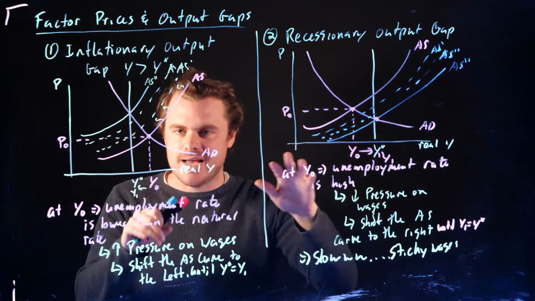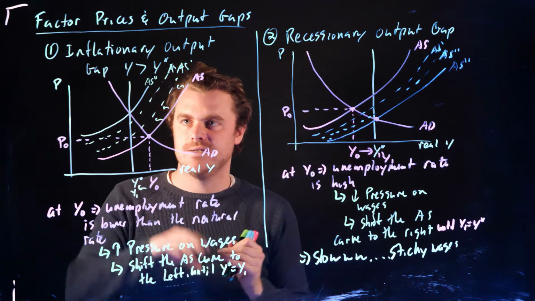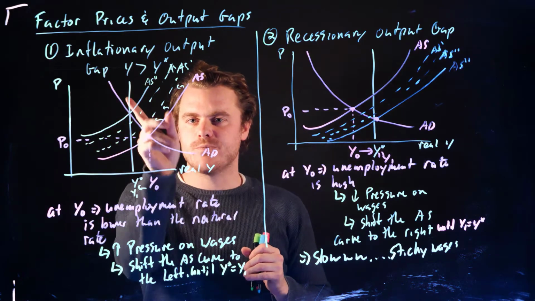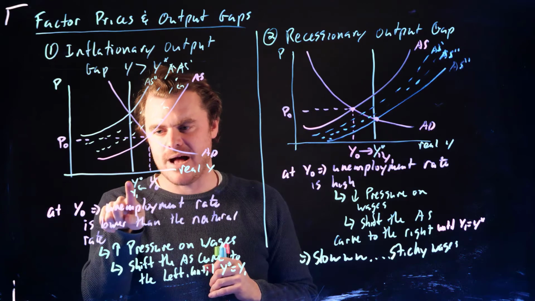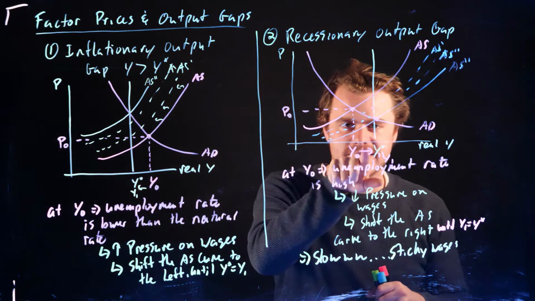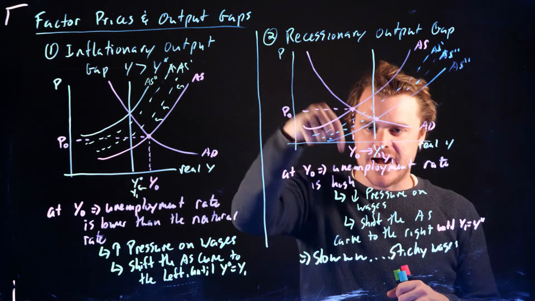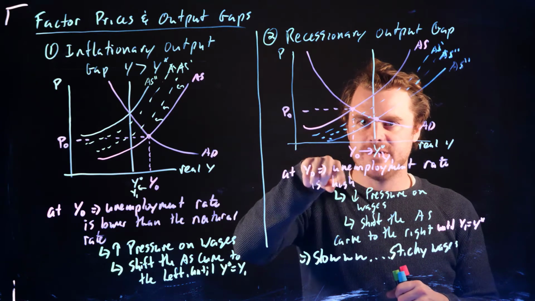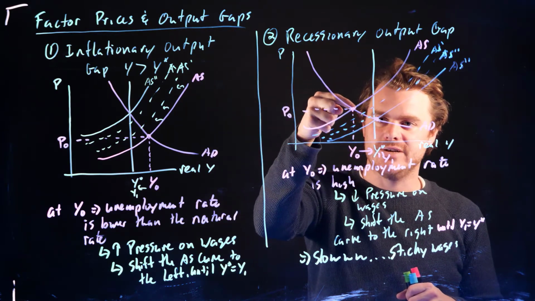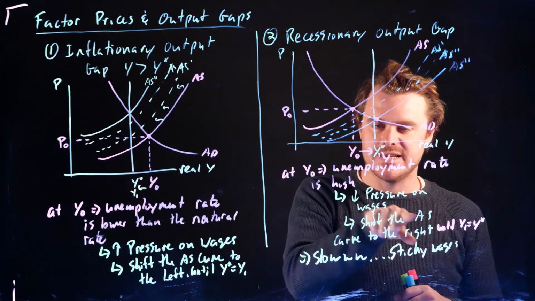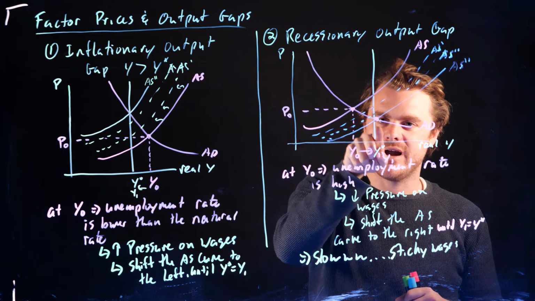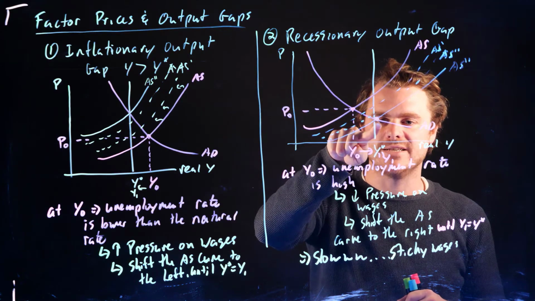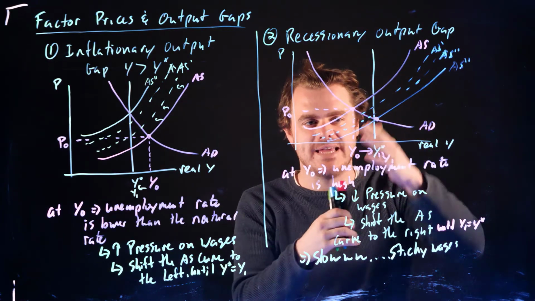All right, so that's how factor prices adjust. Inflationary gap, upward pressure on wages, the AS curve starts shifting to the left until we're back at Y star. Recessionary gap, there's downward pressure on wages because unemployment's high. This is going to happen really slowly because of sticky wages. This AS curve is going to slowly start kicking out to the right until we get to this Y star.